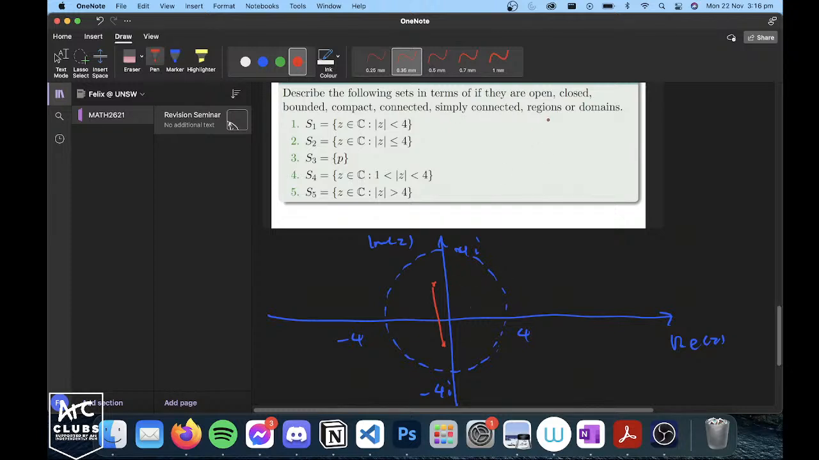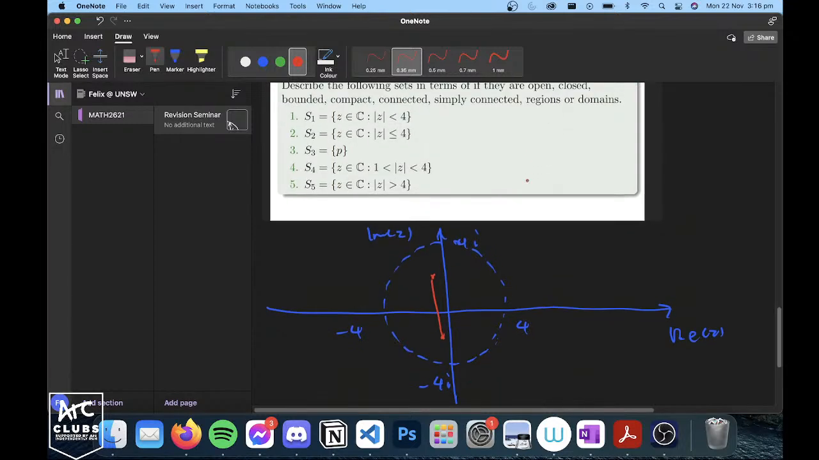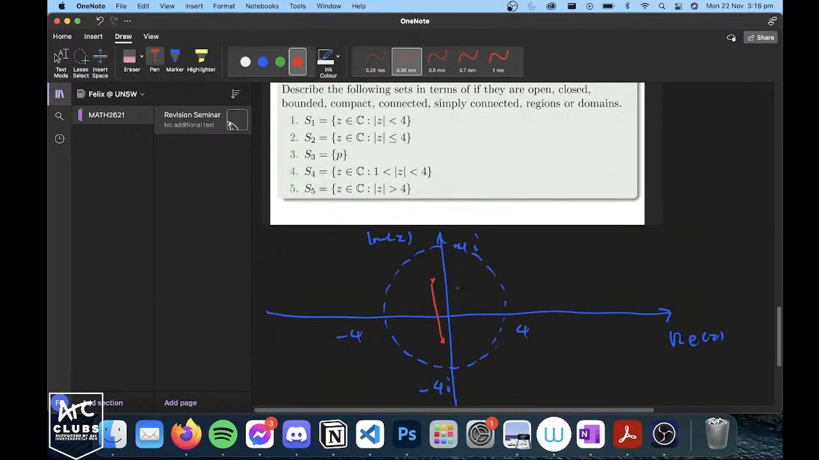And in terms of regions, well, a region is when it's open and it contains either none, some, or all of its boundary points, right? And this is open, and it contains none of its boundary points, so it must be a region. And domain, I didn't specify clearly before. Basically, a domain is an open set that is polygonally path connected, right? So in this case, it is open and it is connected, which means that it must be a domain.